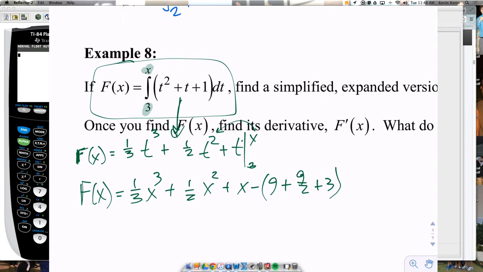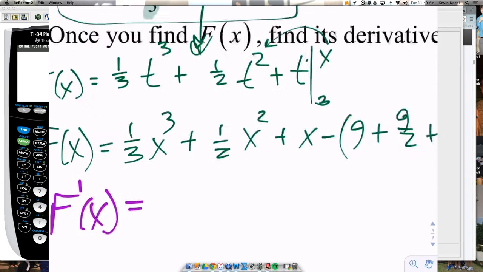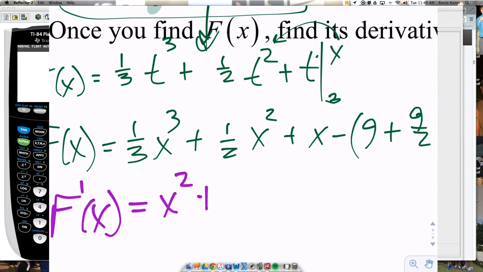So on example 8, we had the definite integral from 3 to x of this quadratic, and we found the antiderivative, and it was this here, and then when we evaluated from 3 to x, we ended up with a cubic polynomial, and now we are going to turn around and undo what we did yesterday. We're going to actually take the derivative of it. So let's do that. We get f prime of x equals. The first term becomes x squared. The second term becomes x. The third term becomes 1.